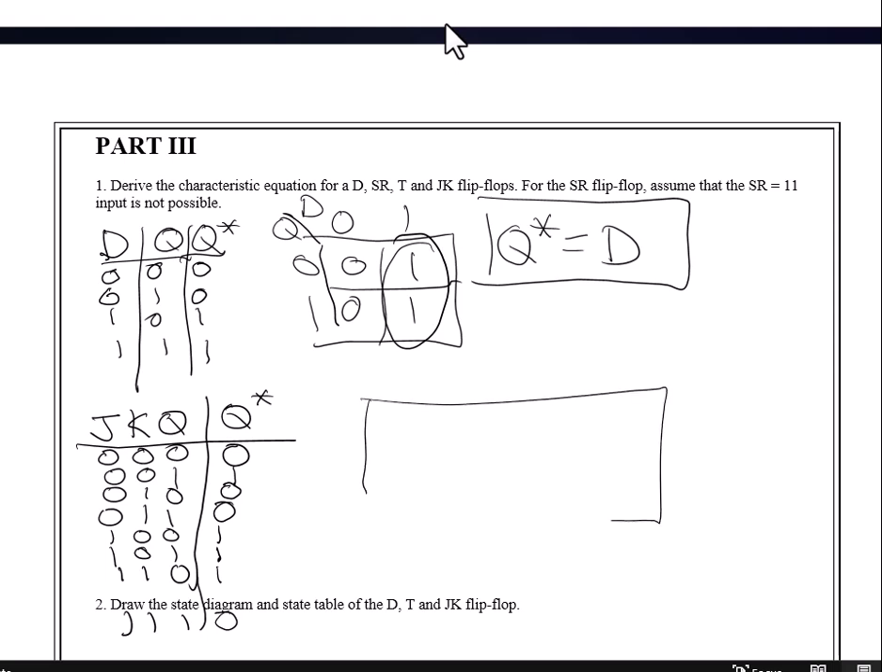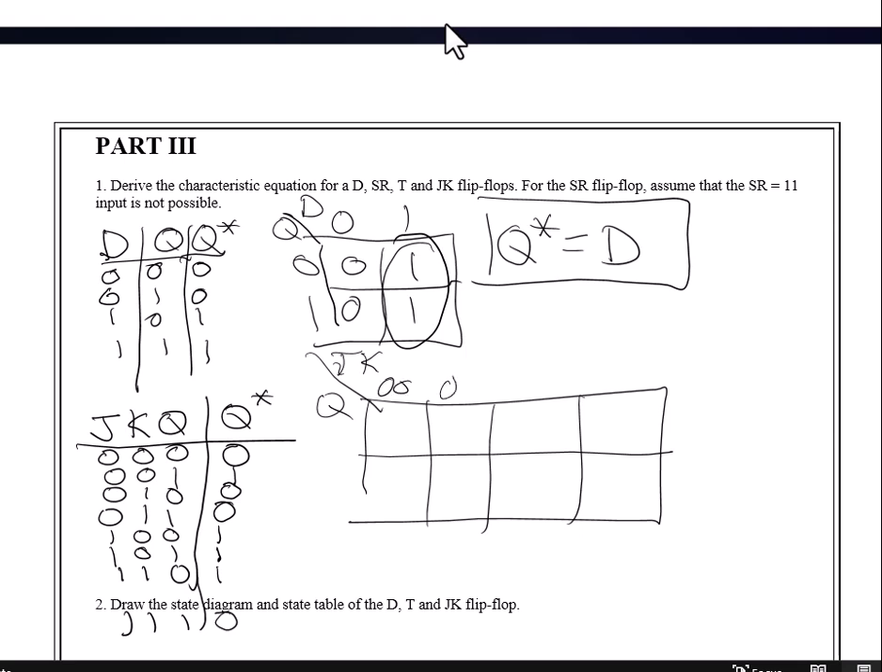So now if we do our Karnaugh map, we'll have JK up here and Q here, 0, 0, 0, 1, 1, 0, 1, 0, 1. Alright, so let's see. Where do we have 1s? We have 1s here, so JK is 1, 0, and Q is 0. JK is 1, 0, and Q is 1. And JK is 1, 1, and Q is 0. And I think I'm missing one more. Yes. JK is 0, 0, and Q is 1.